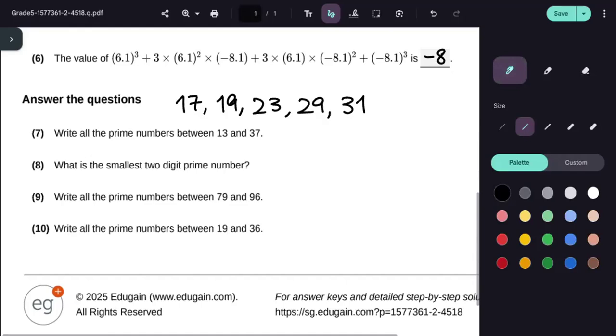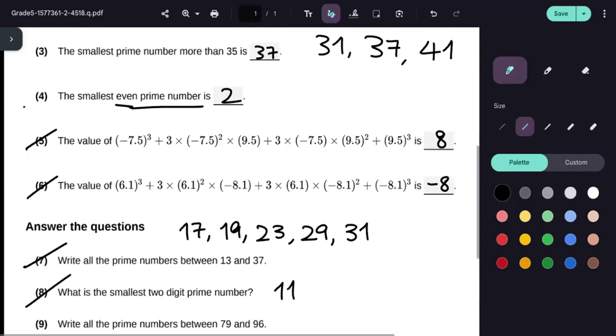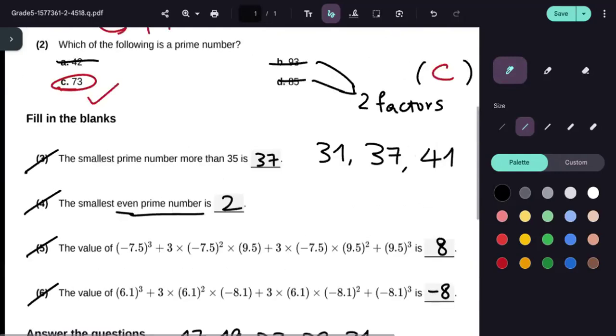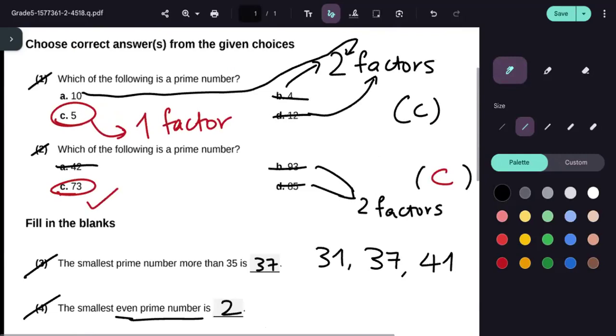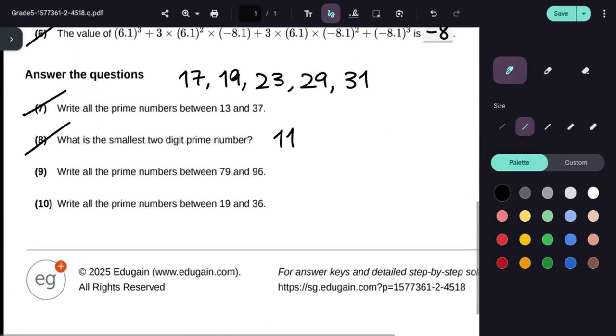Next one. What is the smallest two-digit prime number? Answer 11. This should be pretty straightforward. So 7 is done, 8 is done, 6 is done. Okay, great.